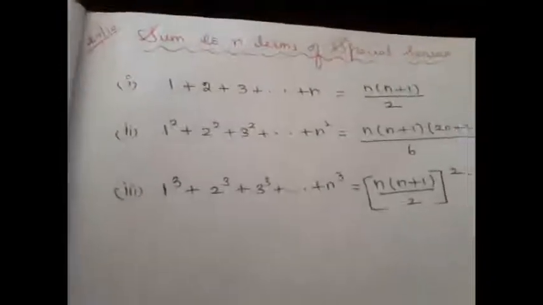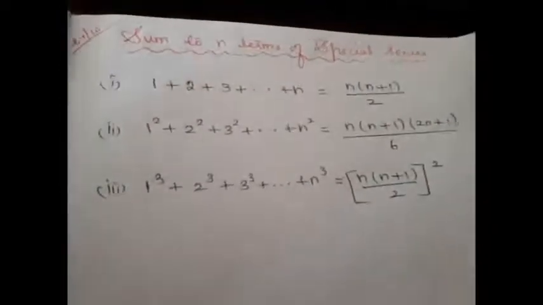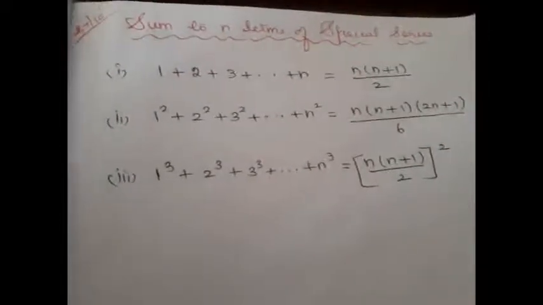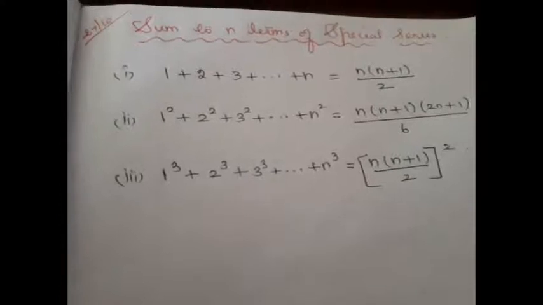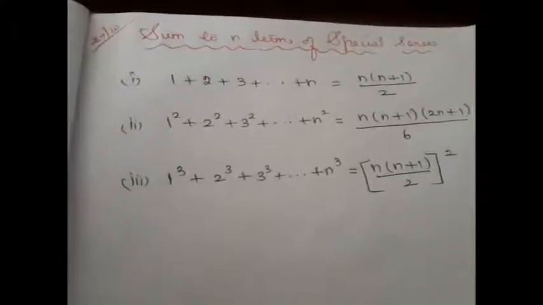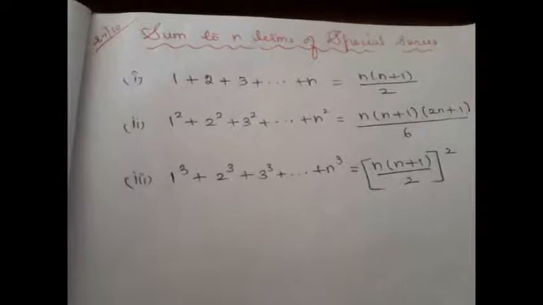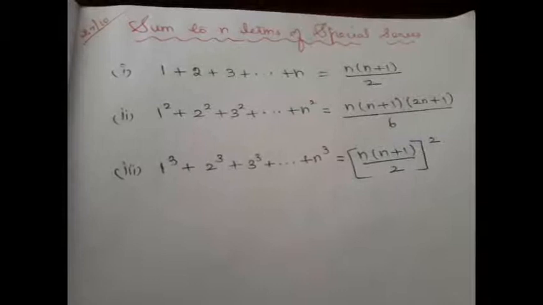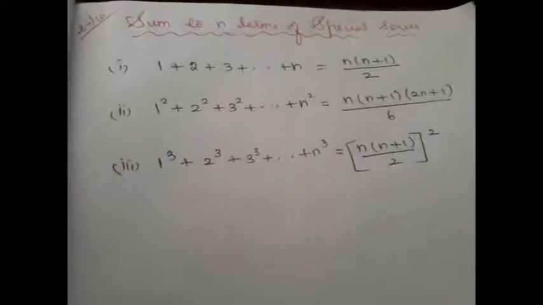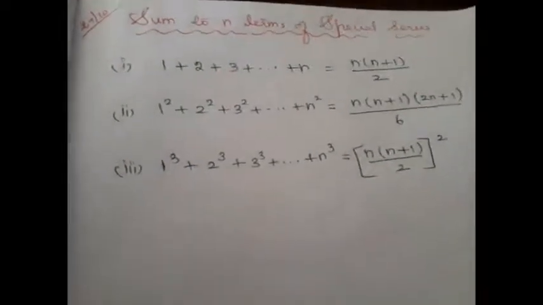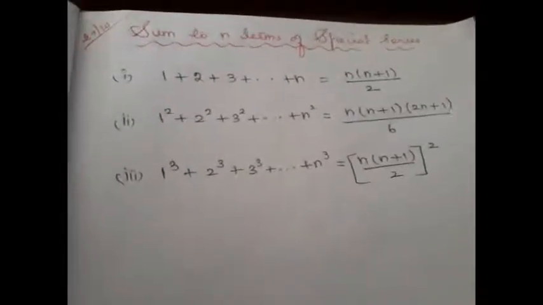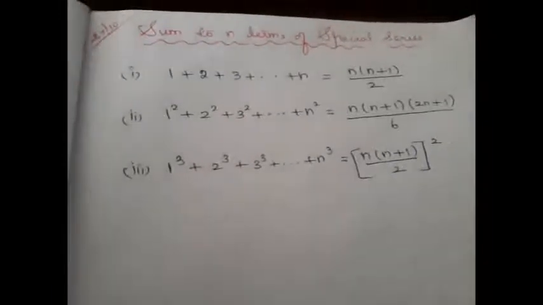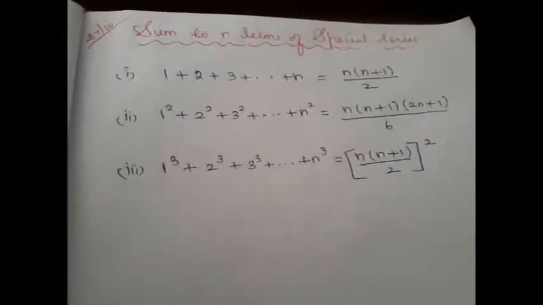Hello students, in today's class we are going to learn about the sum to n terms of some special series. We are learning the chapter Sequence and Series. So far we have learnt about arithmetic progression. We have brushed up the concepts of AP which we learnt in our previous class, and then we learned arithmetic mean, then geometric progression, then geometric mean, and also the relationship between AM and GM. So in today's class we are going to learn about sum to n terms of some special series.